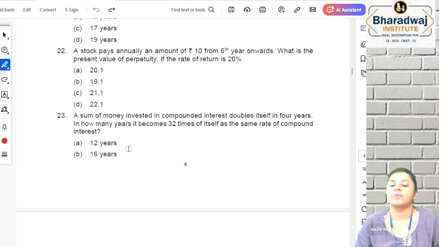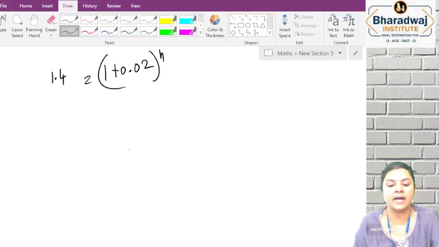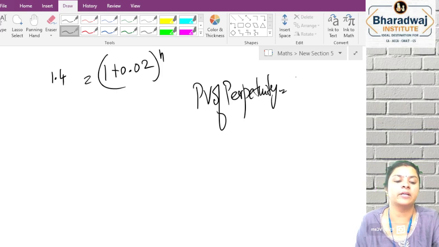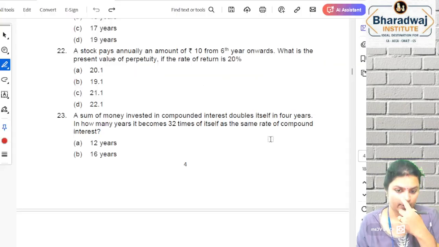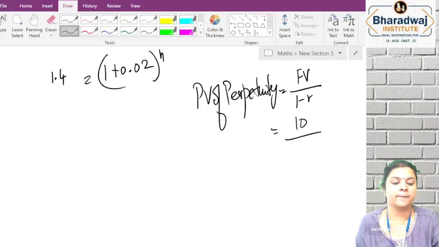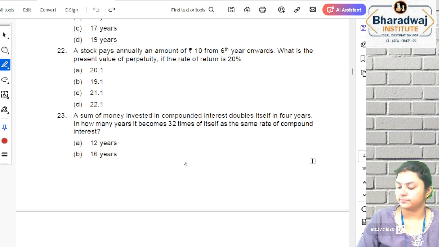Next, 22. A stock pays annually an amount of 10 from the 6th year onwards. What is the present value of the perpetuity if the rate of return is 20%? Now for perpetuity, the formula is future value divided by 1 minus R. Note it down if you have not noted it. Present value of perpetuity is equal to future value divided by 1 minus R. So 10 by 1 minus 0.2. Answer is 20.